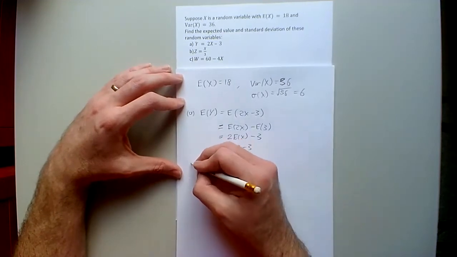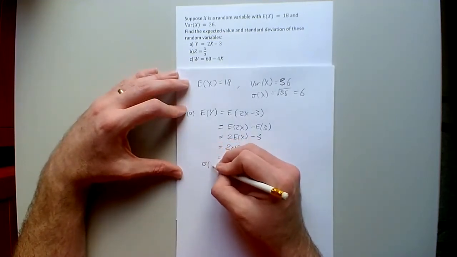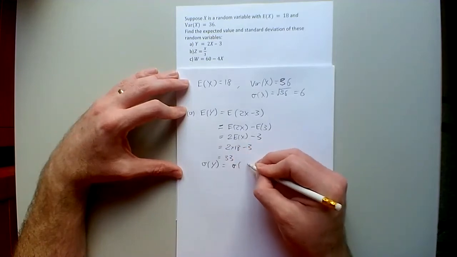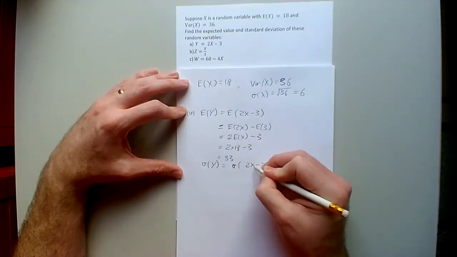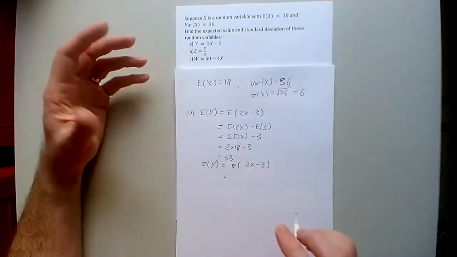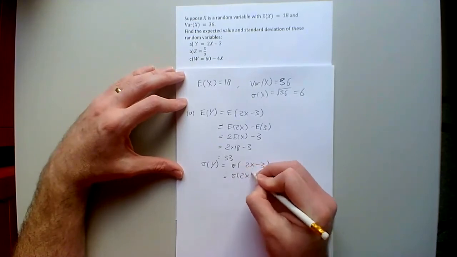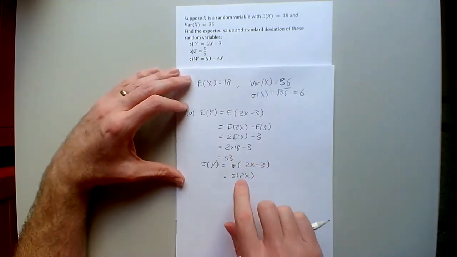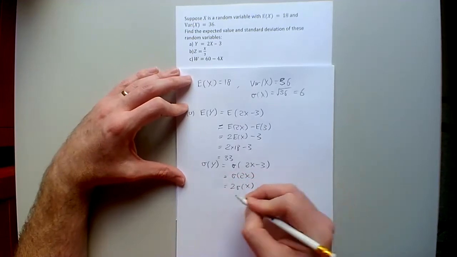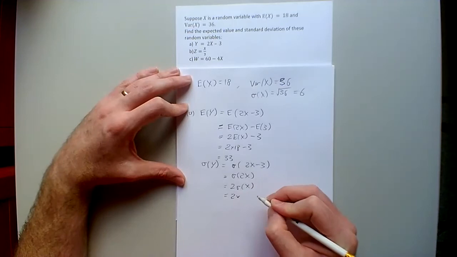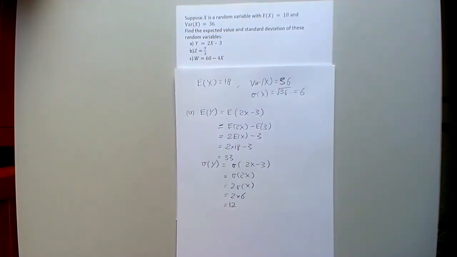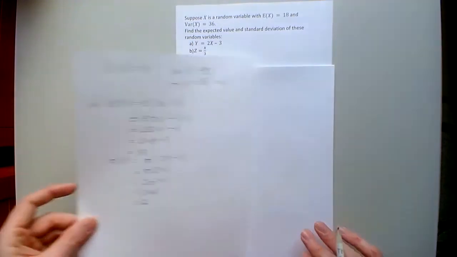All right. And then the standard deviation of y is the standard deviation of 2x minus 3. Now, adding or subtracting constants doesn't make a difference to standard deviation, and so that can just go away. And then multiplying by 2 will multiply the standard deviation by 2 as well. Okay, so I'll get 2 times 6, because that's the standard deviation of x, so that'll be 12. Okay, well, let me try the next one.